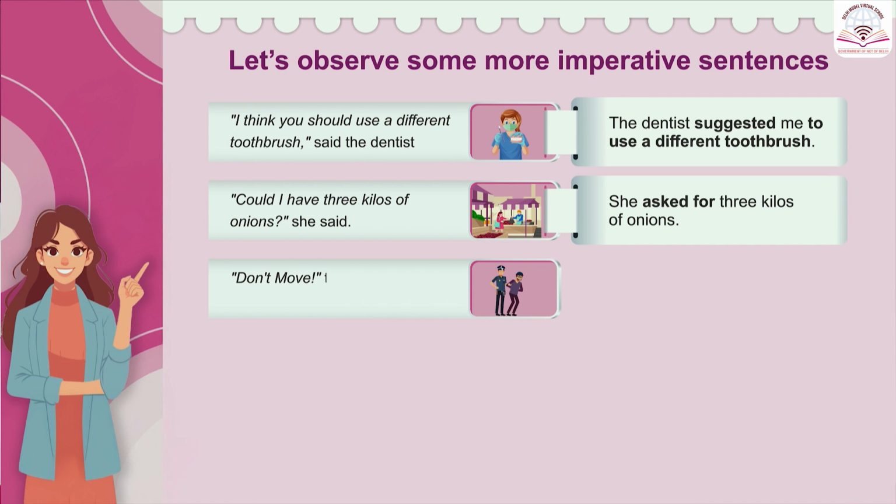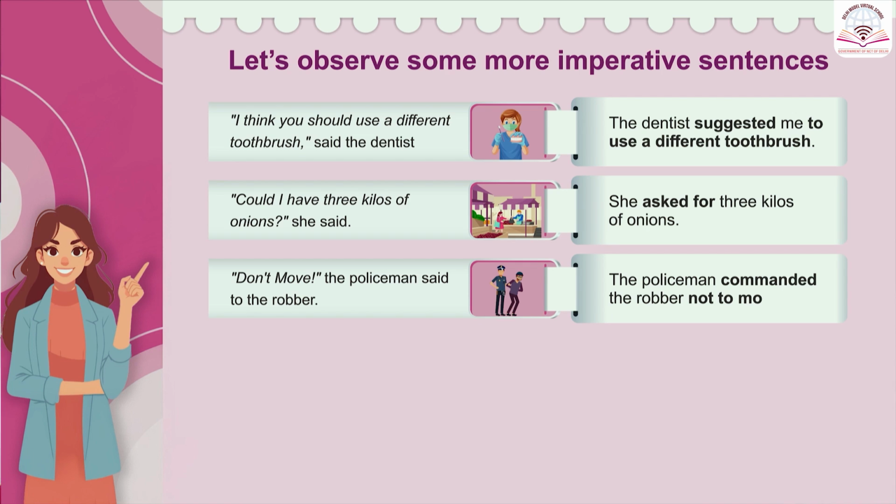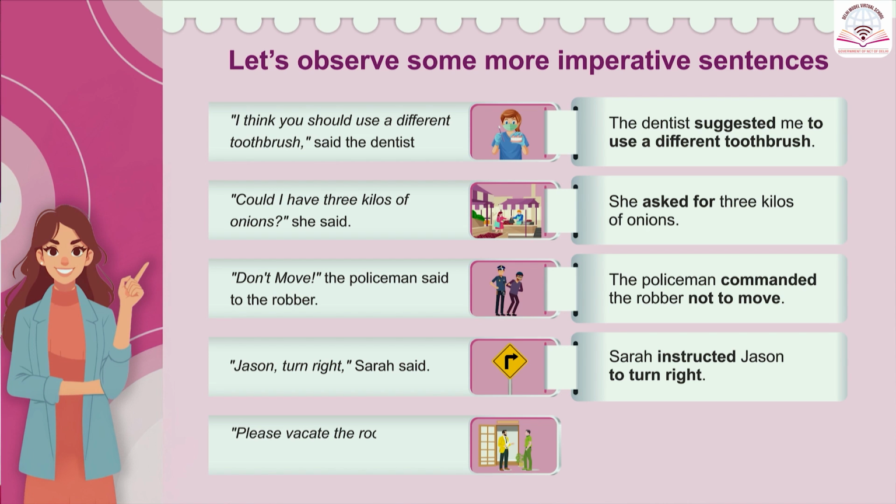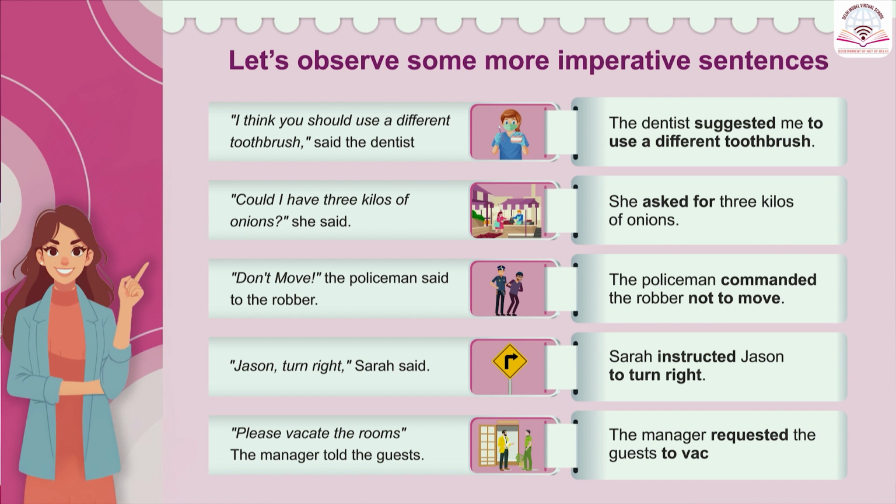Don't move, the policeman said to the robber. This is a command, so we'll write, the policeman commanded the robber not to move. Jason, turn right, Sarah said. This is an instruction. Sarah instructed Jason to turn right. Please vacate the rooms, the manager told the guests. The manager requested the guests to vacate the rooms.